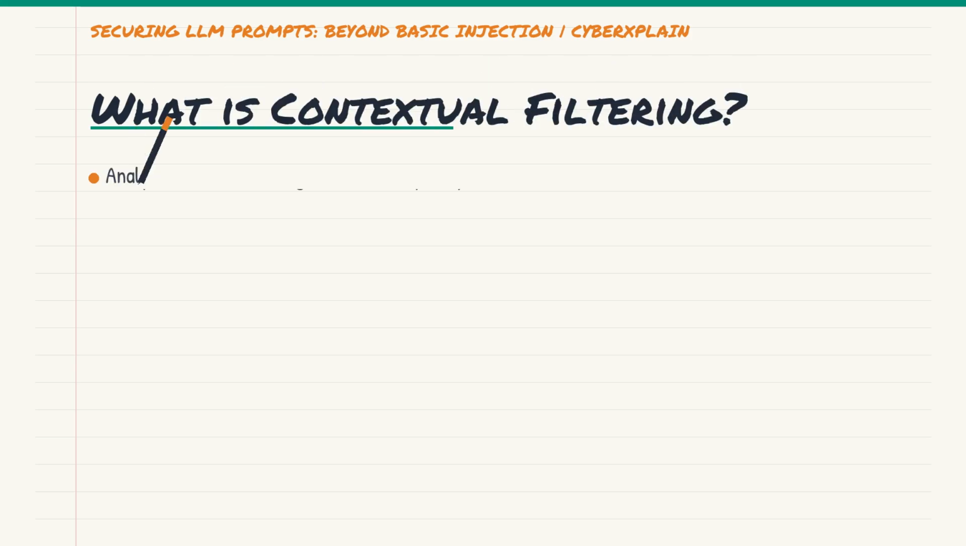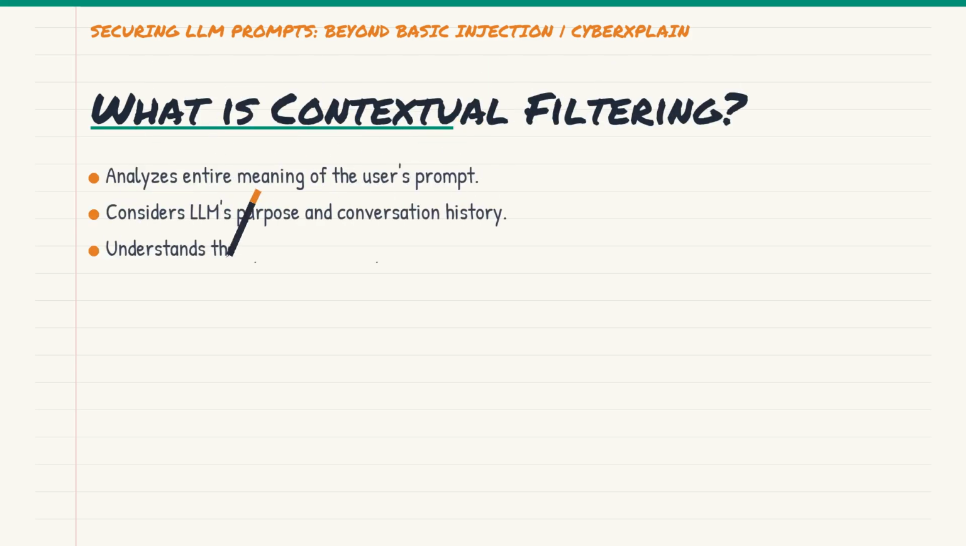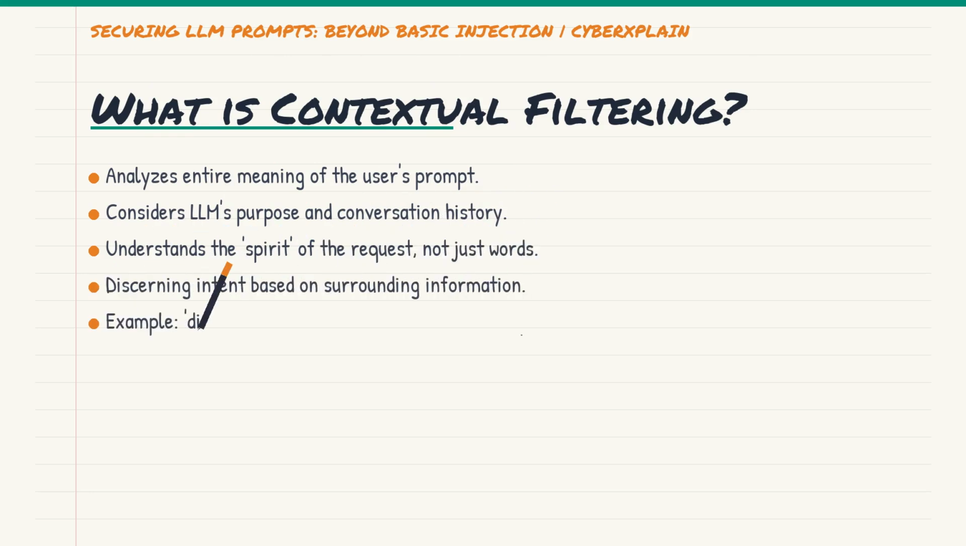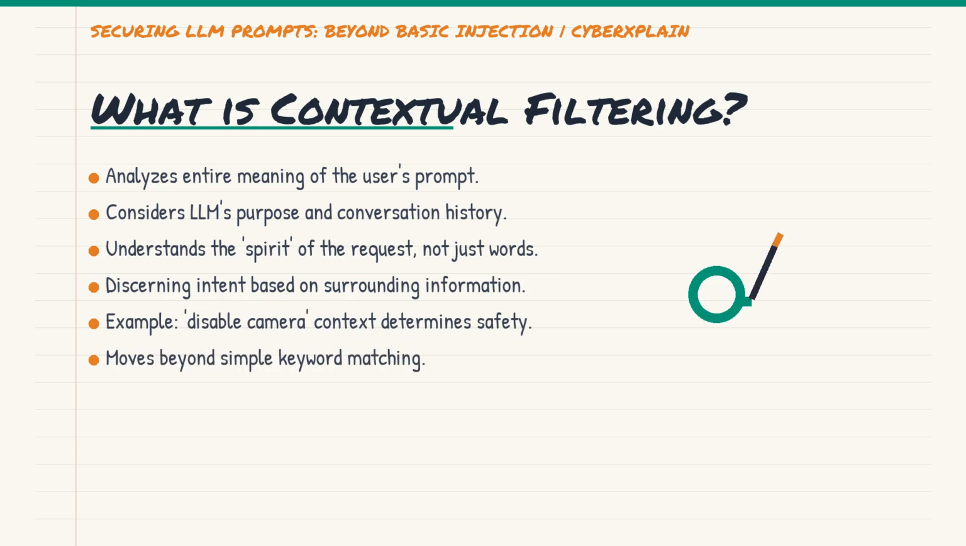Contextual filtering is where we start to get really smart about securing LLMs. Instead of just looking at keywords, we analyze the entire meaning of the user's prompt in relation to the LLM's purpose and its previous conversation history. We are trying to understand the spirit of the request, not just the letters. For our customer support chatbot, a contextual filter would understand that "how to disable a camera" in the context of my home security system is okay, but in the context of breaking into a bank is definitely not. It's about discerning intent based on surrounding information.